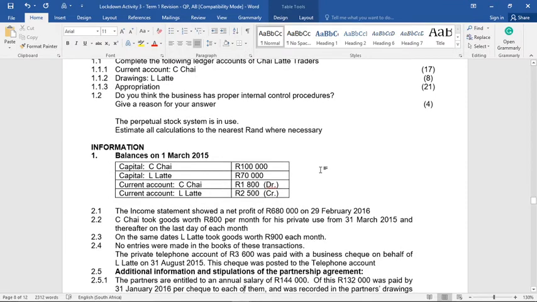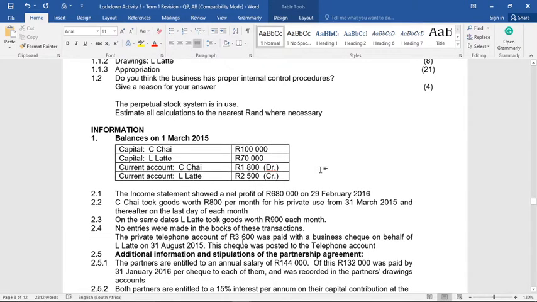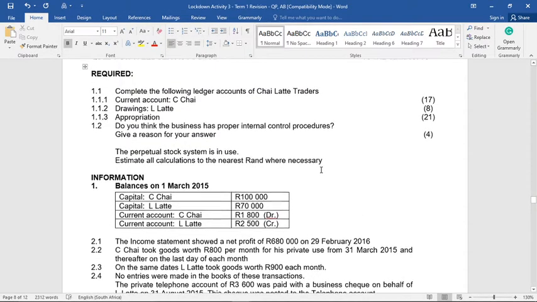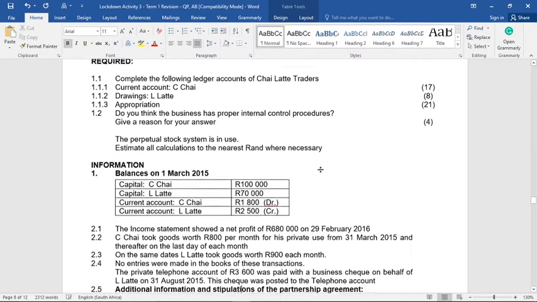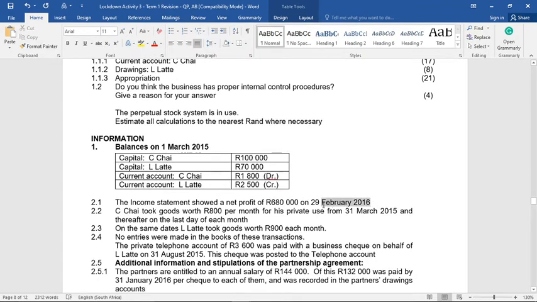And here is the information. First of all, the balances, capital of C Chai and L Latte is given, and the current accounts on the 1st of March 2015 are also given. Remember, our financial year is probably the 1st of March until the end of February 2016, it says over there. Okay, so where do we begin?